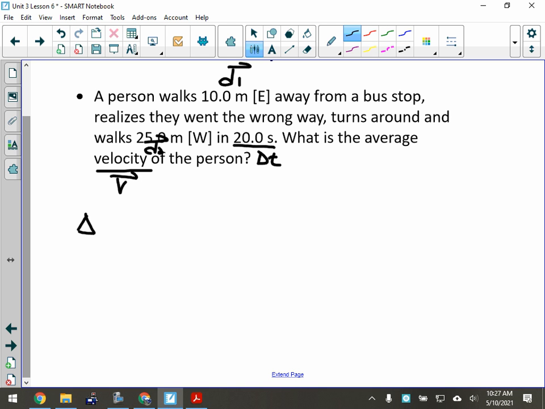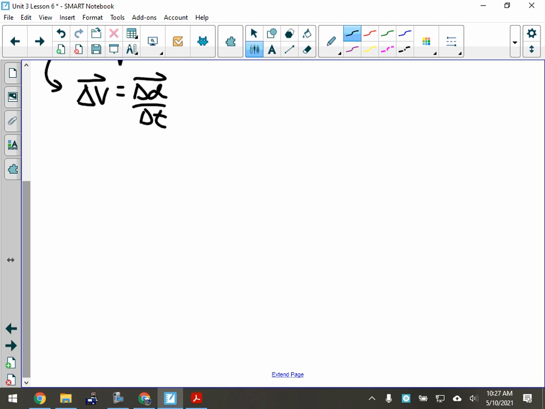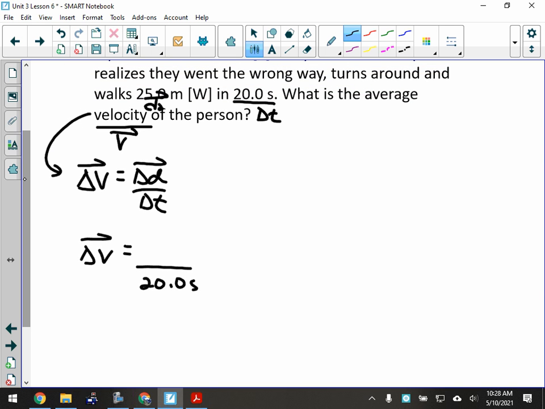I'm going to start with the velocity formula, which is displacement over time. And again, I'm trying to solve for this right here, so it looks like I'm all set up. So the velocity here is going to be the displacement over the time, which is 20 seconds. Time is 20 seconds. Now, what's the displacement for this scenario? What is the displacement?